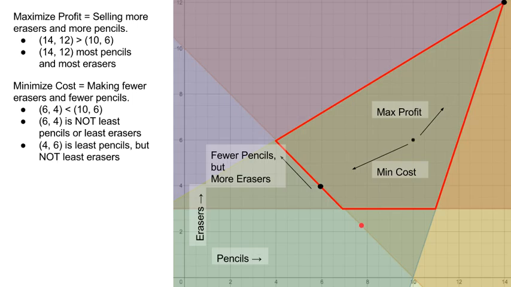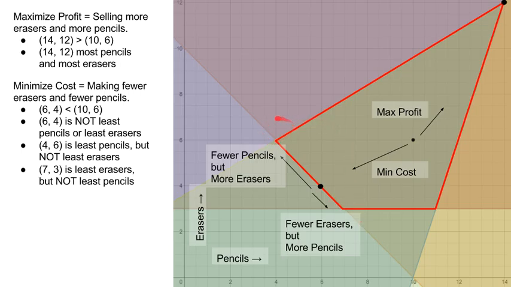What about if we go in the other direction? Well, we're going to be decreasing the number of erasers, but increasing the number of pencils. So is that better or worse? Well, we don't know. It depends. 4, 6 is the least number of pencils, but not the least number of erasers. That's up here, right? 7, 3 is the least number of erasers, but not the least number of pencils. That's this point down in the lower part.